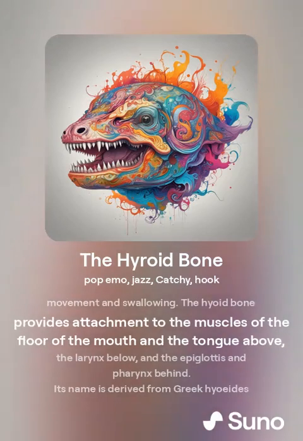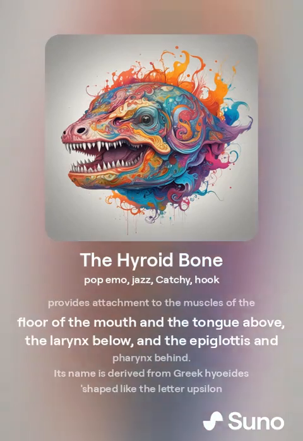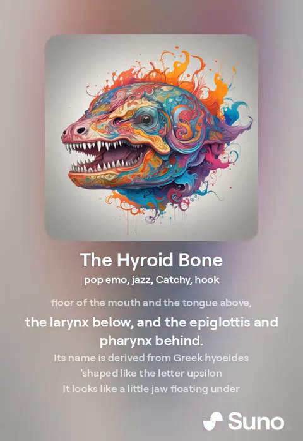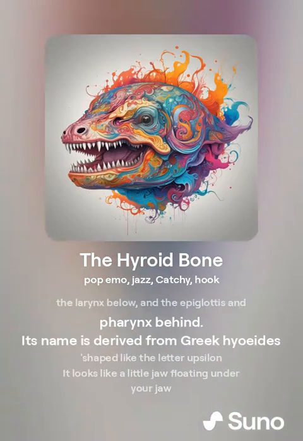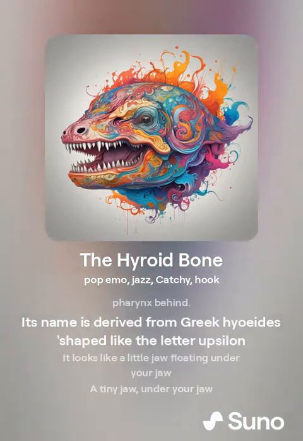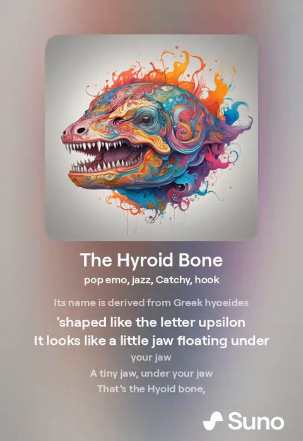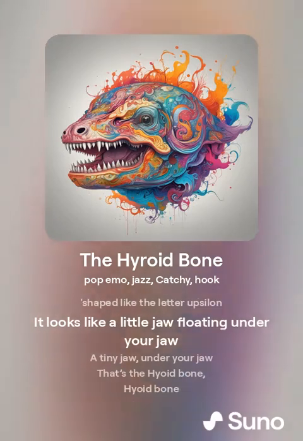The hyoid bone provides attachment to the muscles of the floor of the mouth and the tongue above, the larynx below, and the epiglottis and pharynx behind. Its name is derived from the Greek hyoeides, meaning shaped like the letter upsilon.